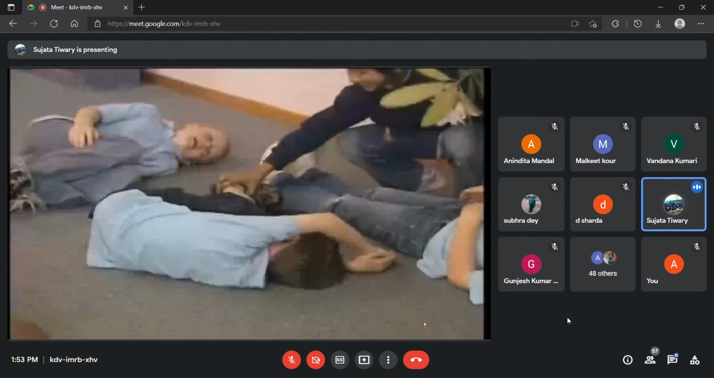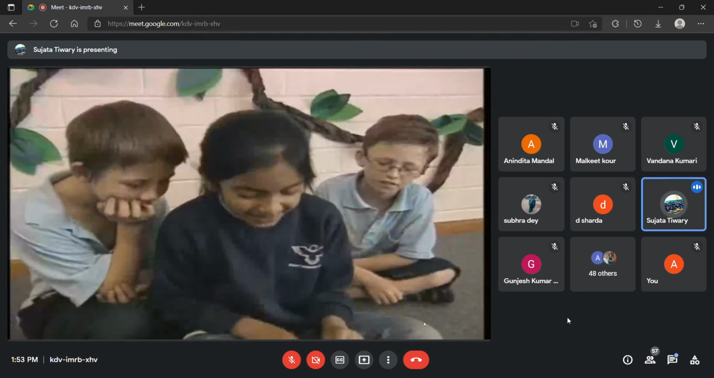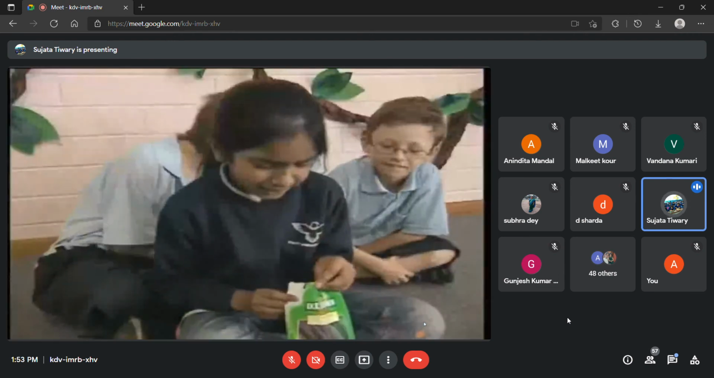I think this seed isn't alive because it was in a packet and seeds can't grow in packets.